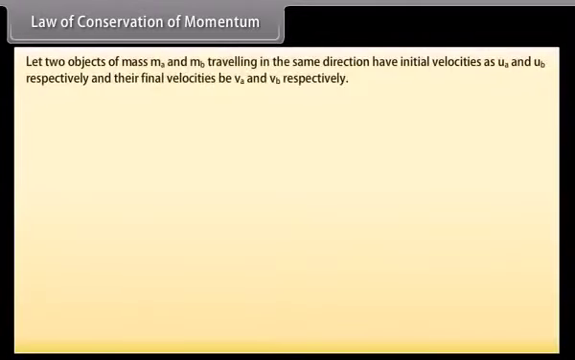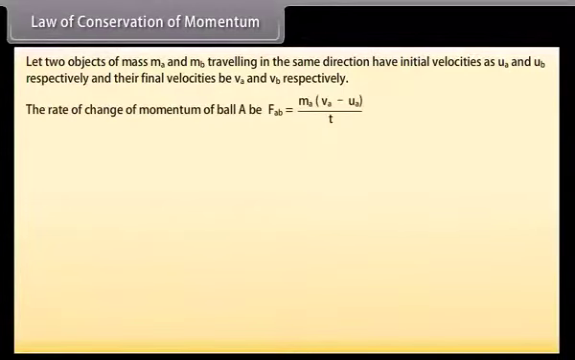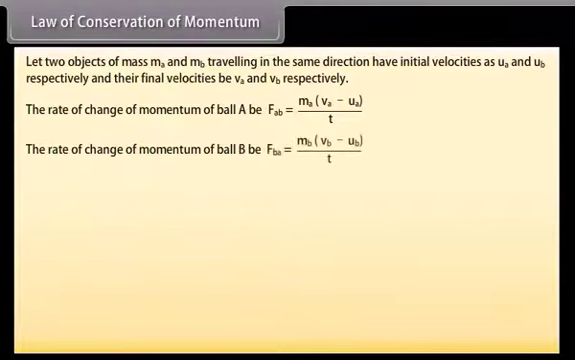Let two objects of mass ma and mb, traveling in the same direction, have initial velocities ua and ub respectively, and their final velocities be va and vb respectively. The rate of change of momentum of ball A, FAB, is equal to ma into (va minus ua) upon t. The rate of change of momentum of ball B, FBA, is equal to mb into (vb minus ub) upon t.